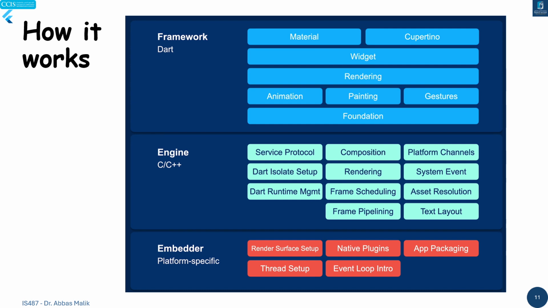You can say that the framework itself is where we have all the classes. We have the text class, the column class, the row class. It has all those classes which we are using to develop the applications on top. Under that, we have an engine, which is a service protocol, which helps us to convert all the code that we are writing into Dart.